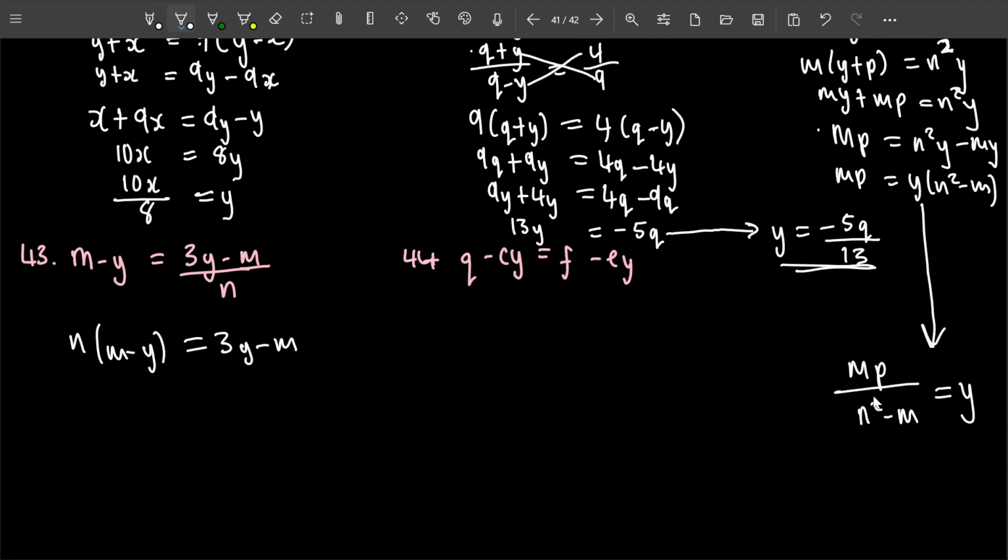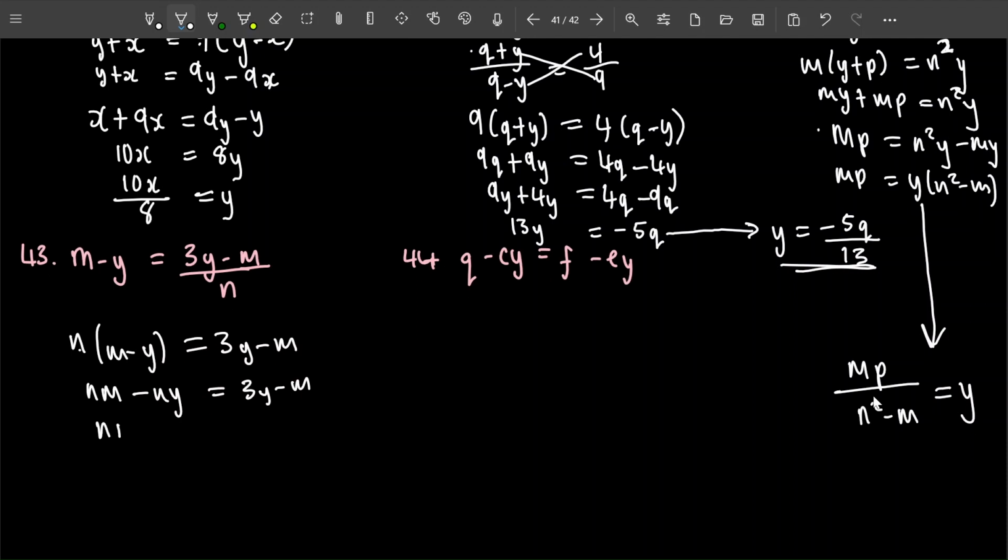What do I do? Well, I have y on the left and y on the right. I have to expand. So n times m becomes nm. Then n times negative y, signs are different, so it will be negative. n times y will be ny. It'll be equal to 3y minus m. Well, I have to take the y's to one side. In respect of 3y, since 3 is a number, I'm going to take them to the right, because 3y will be positive there.